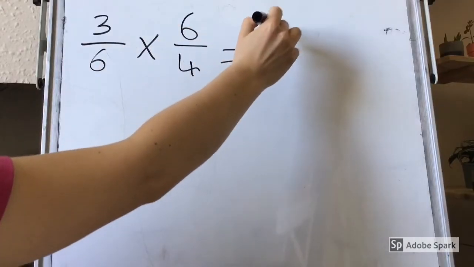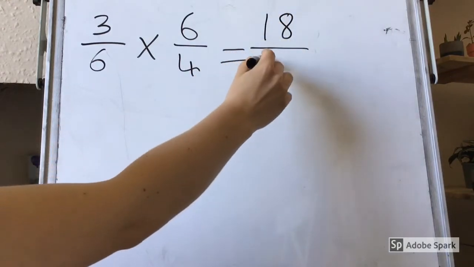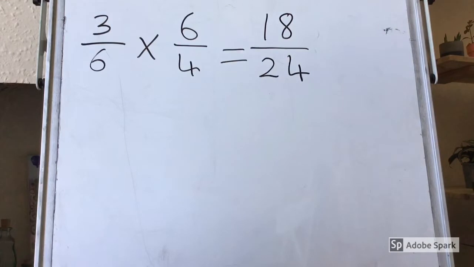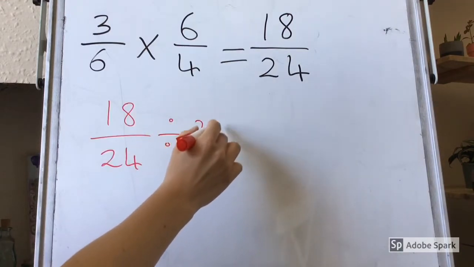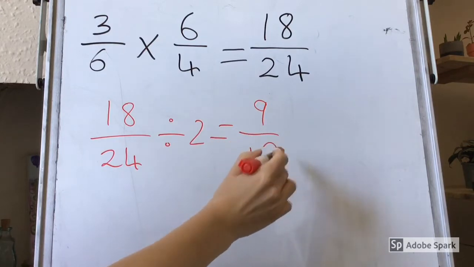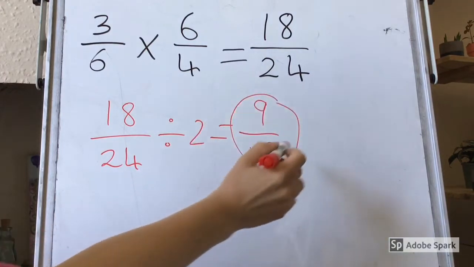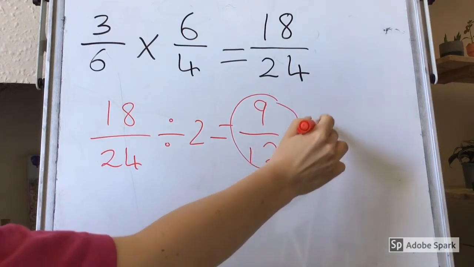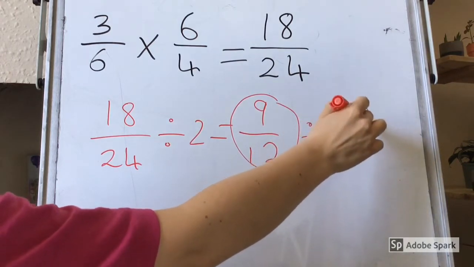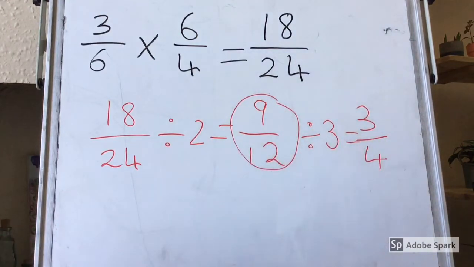So 3 times 6 is 18, and 6 times 4 is 24, but we can simplify our answer. When we are simplifying, it is often tempting to divide by 2, but here when we divide by 2, we do not get the fraction in its simplest form. We need to divide again, this time by 3, because 3 goes into 9 3 times, and 3 goes into 12 4 times, so the simplest answer is 3/4.